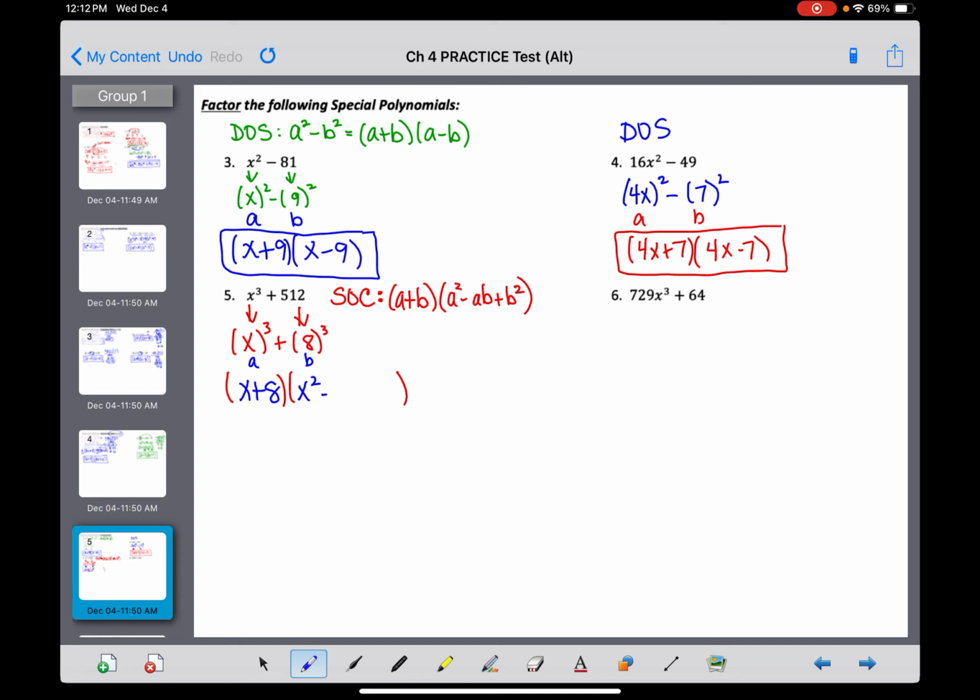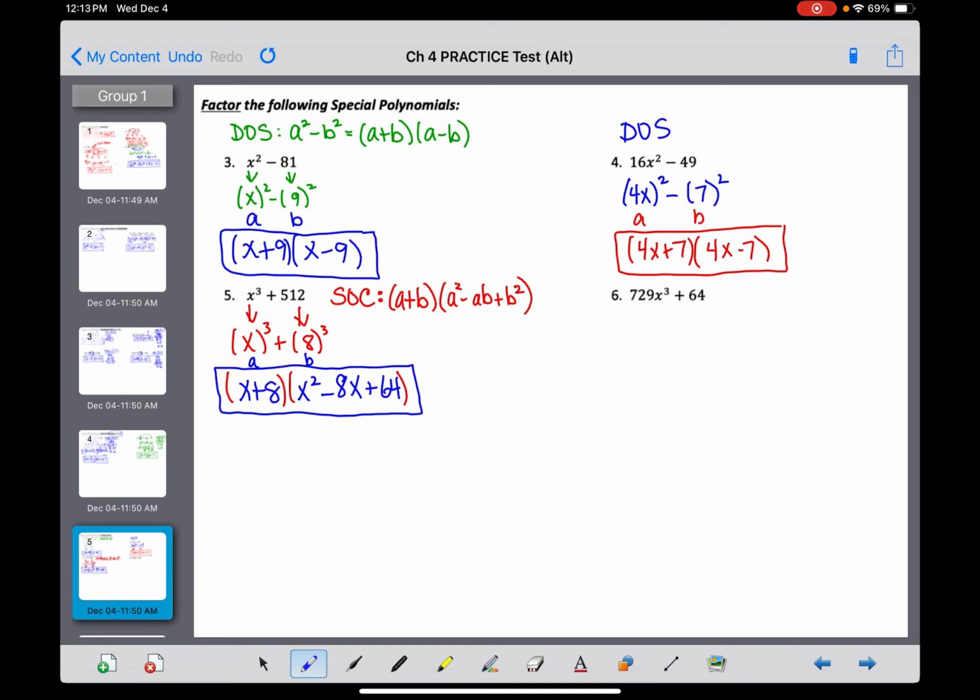Then I have a minus sign. Then I have to multiply a times b. X times 8 is 8x. Then I have a plus sign, and then I have to take b times b. Well, b is 8, so 8 times 8 is 64. And remember that the trinomial that we get when we factor a sum or a difference of cubes is always prime, so that is done.